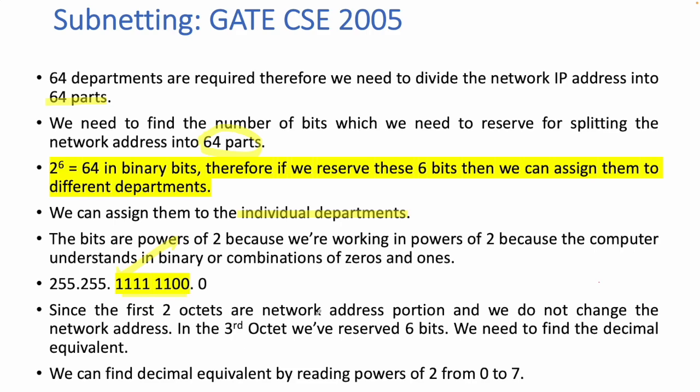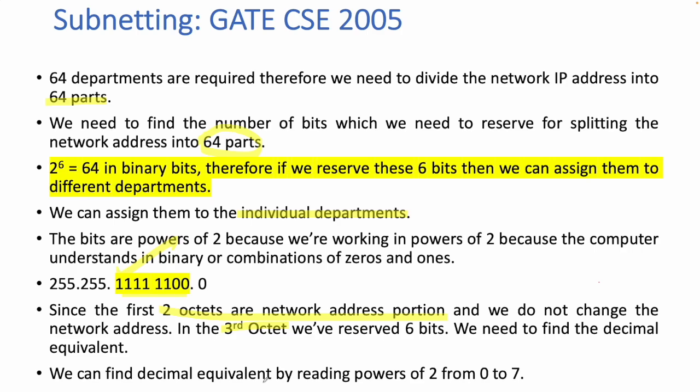Since the first 2 octets are the network address part and we do not change the network address, in the third octet we have reserved 6 bits. Why the third octet? Because the first 2 octets are fixed for the network address portion. Therefore we have fixed the MSB part of the third octet.